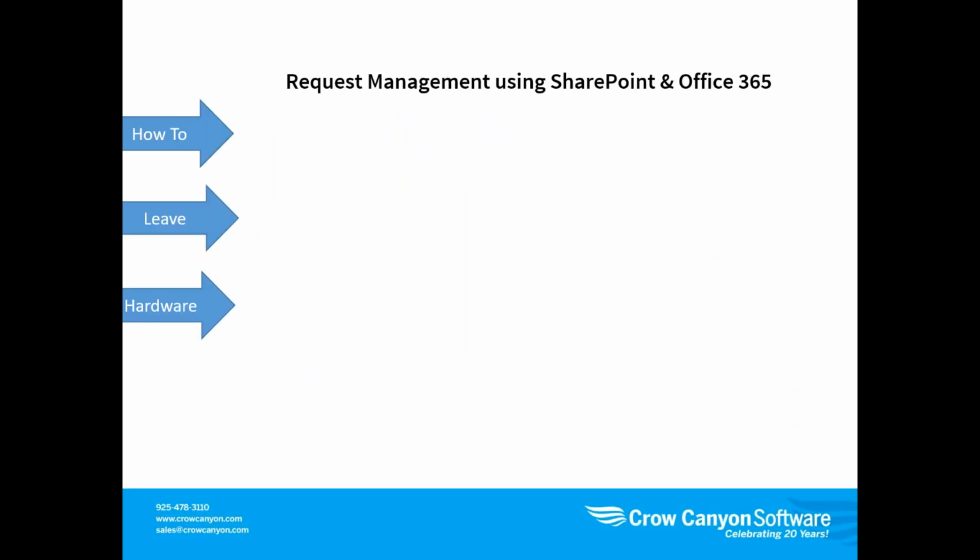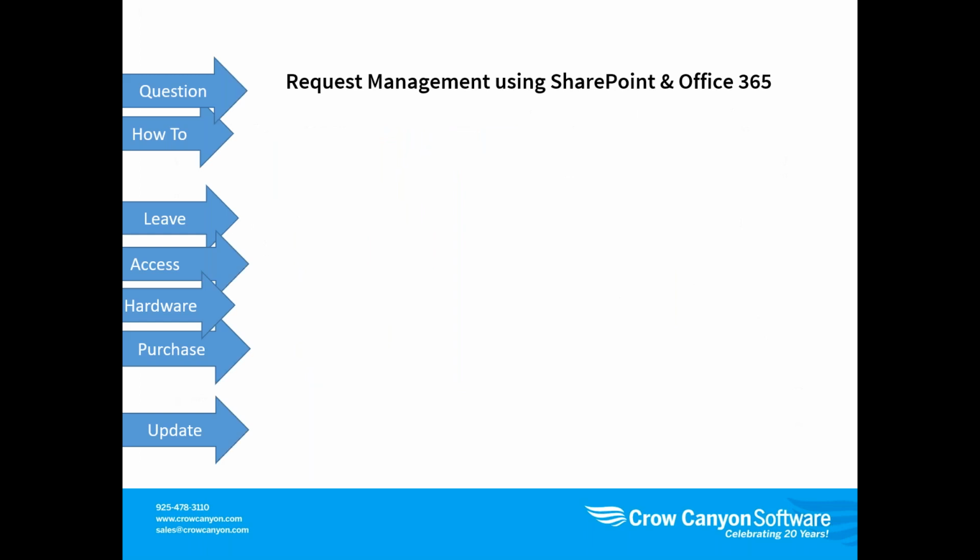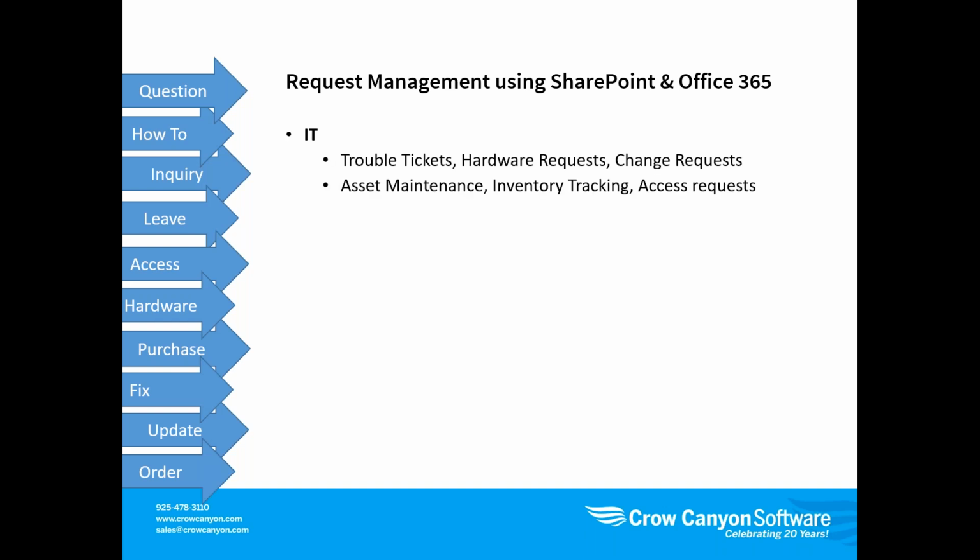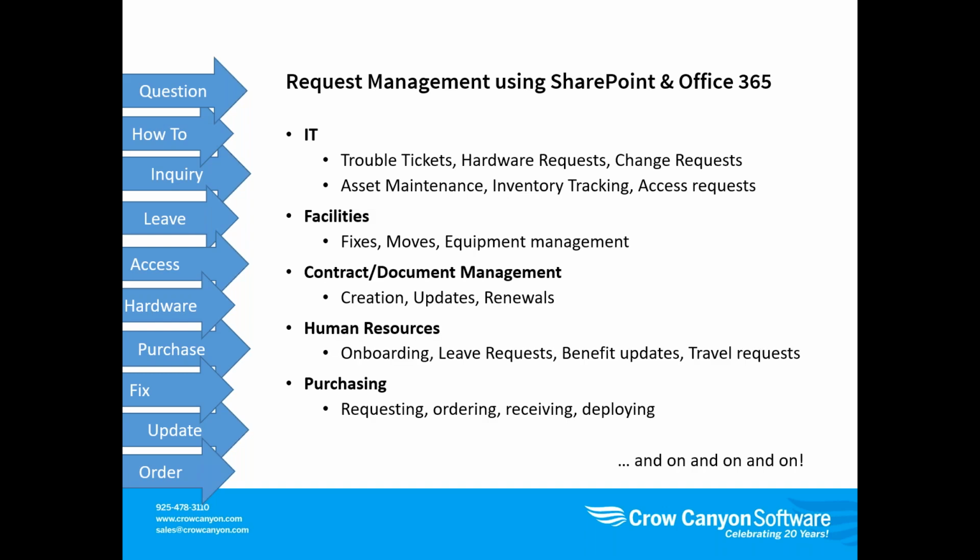So what we're going to address is request management today, and request management inside a business is a very, very critical function that it be handled right. It could be coming from many different locations, different departments, different users. Many of the things that go on in a business are requests. There's IT trouble tickets and hardware requests and access requests. There's facilities, moves, and equipment management and fixes. There's contract document management. We create a document, update a document, renew a document. Human resources has many types of requests: onboarding, leave, benefits, travel, et cetera, purchasing.